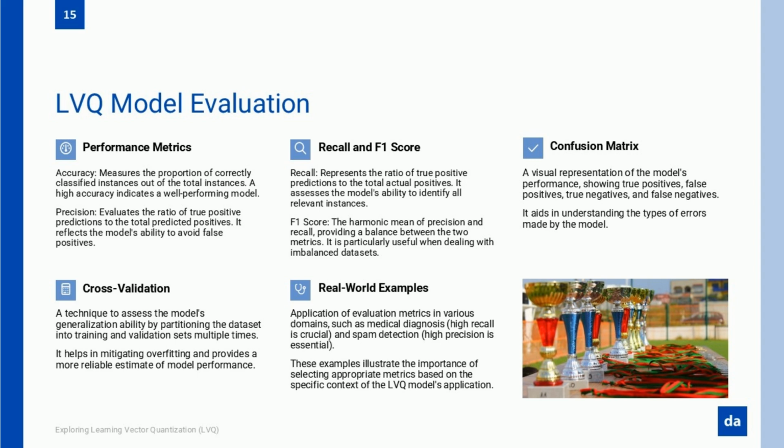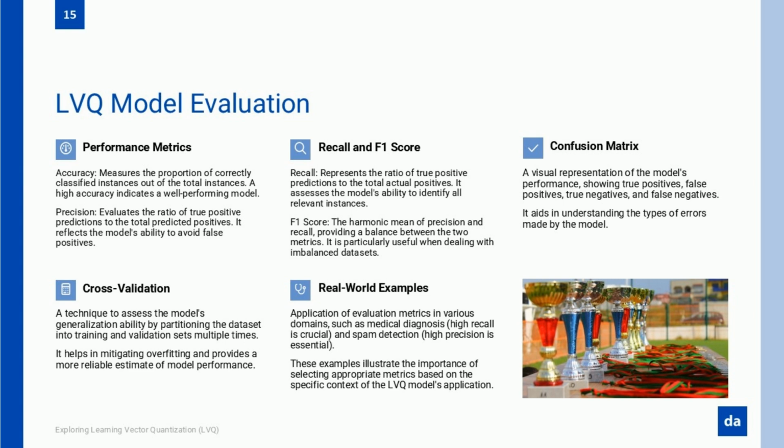Precision tells us how many of the positive predictions were actually correct. In fraud detection, high precision means that when the model flags a transaction as fraud, it's almost always right, so customers don't get blocked unfairly.